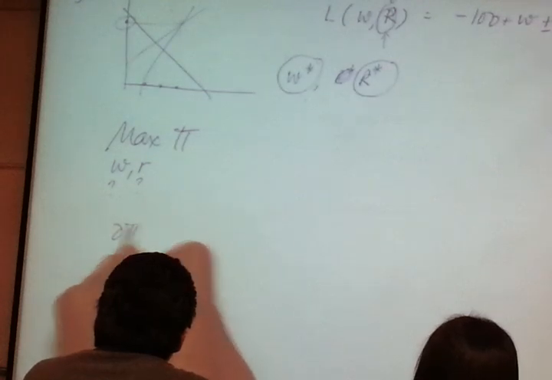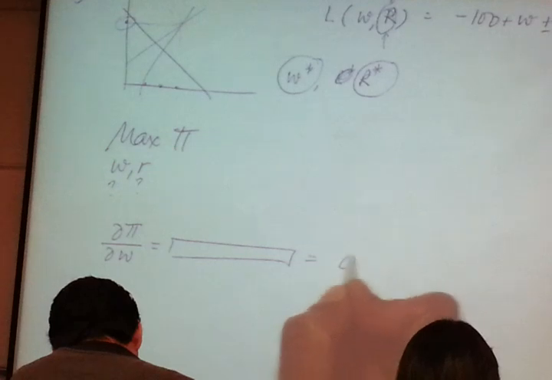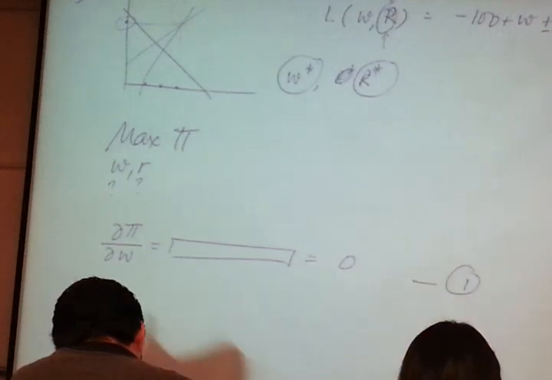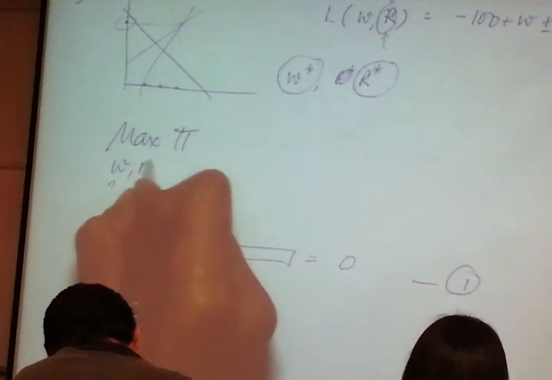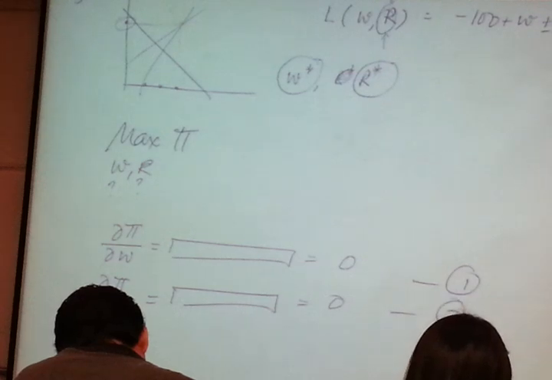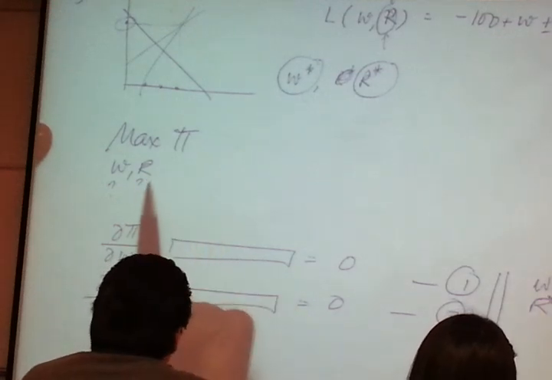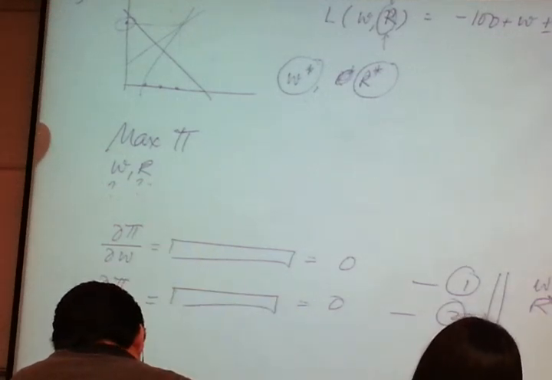My next step is bound to be d pi over dW. Whatever I get, I will set it equal to 0. Equation 1. Then d pi over dR. Whatever I get, I'll set it equal to 0. Equation 2. Solve simultaneously, and I'll get W star, R star. Only one way. Once I notice this is the problem, there is only one approach to the solution.